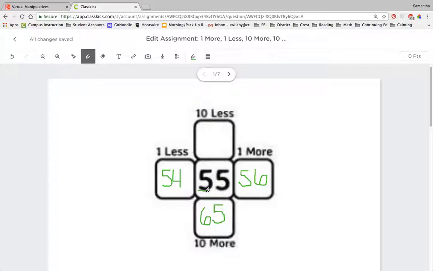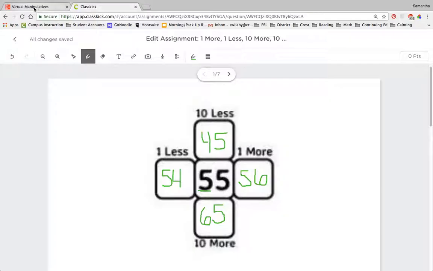Thinking of that the other way, 55 and I'm taking away one group of 10. If I have 5 groups here and I'm taking one away, then I would have 4 groups of 10 and 5 ones still, because I'm not changing any ones.